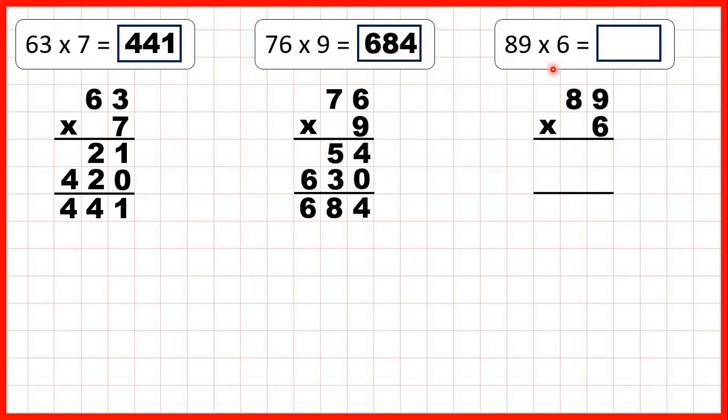Now 89 times 6. On our first answer line, we need the answer to 9 times 6, so that's 54. Then we can write a 0 in our second answer line as our 1's digit because we're going to multiply the 8 that's in our 10's. 8 times 6 is 48, so now we can add up our answer lines. 4 plus 0 is 4, 5 plus 8 is 13, so 3, and carry 1, and 1 plus 4 is 5, so we have 534.